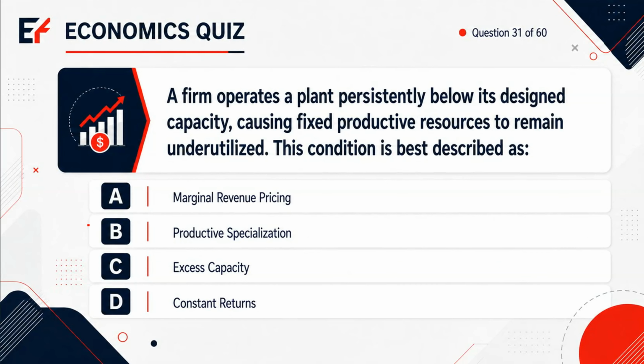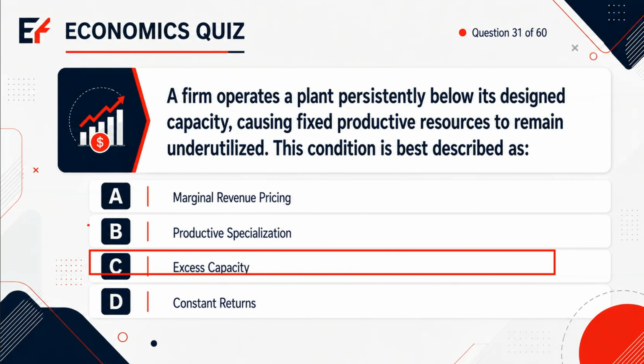Question 31. A firm operates a plant persistently below its designed capacity, causing fixed productive resources to remain underutilized. This condition is best described as A. Marginal revenue pricing, B. Productive specialization, C. Excess capacity, D. Constant returns. The correct answer is C.